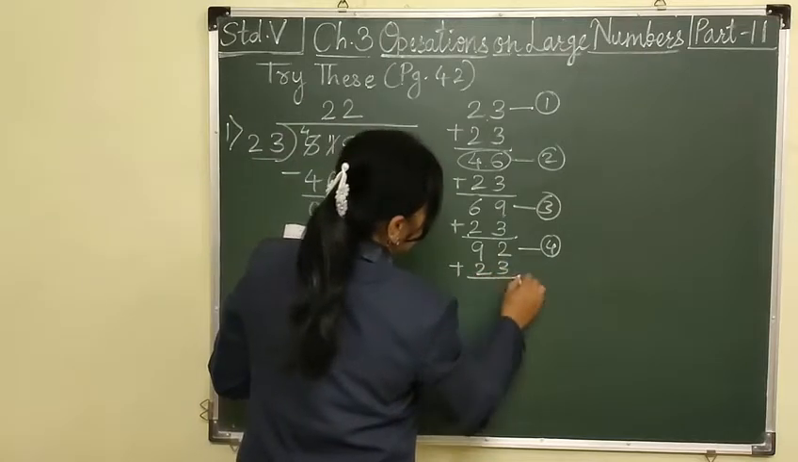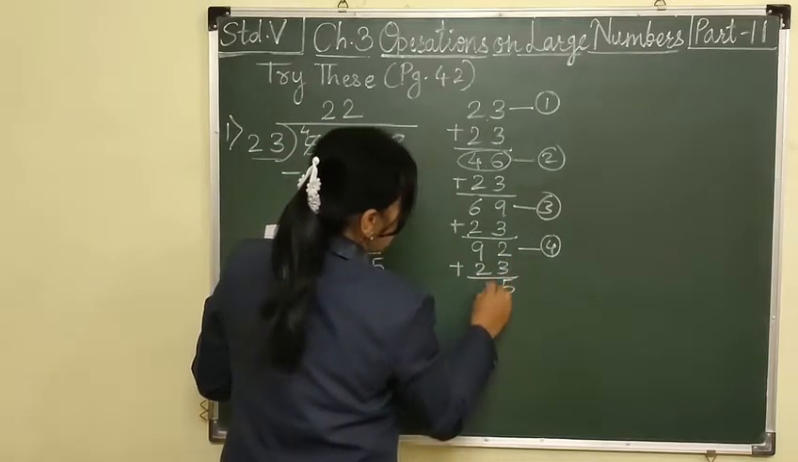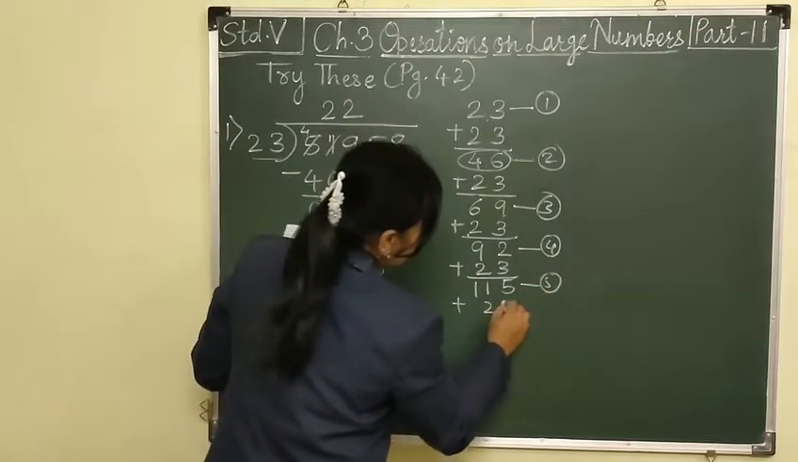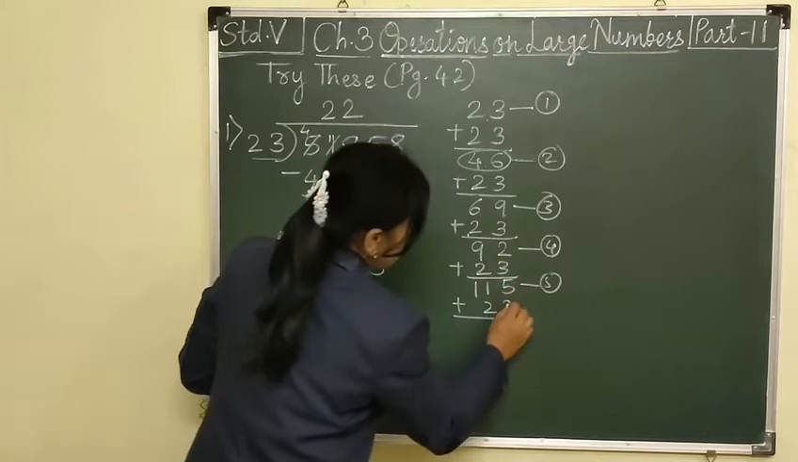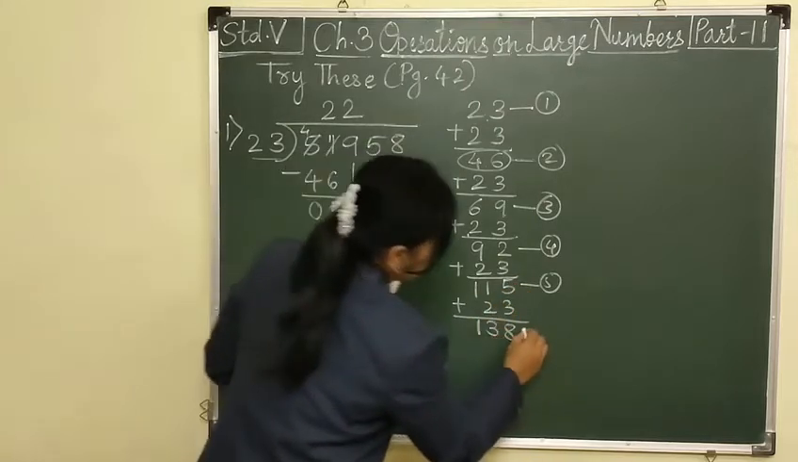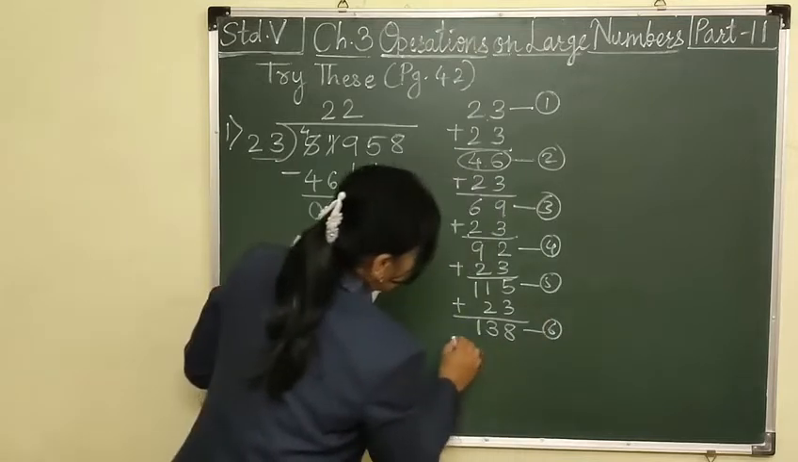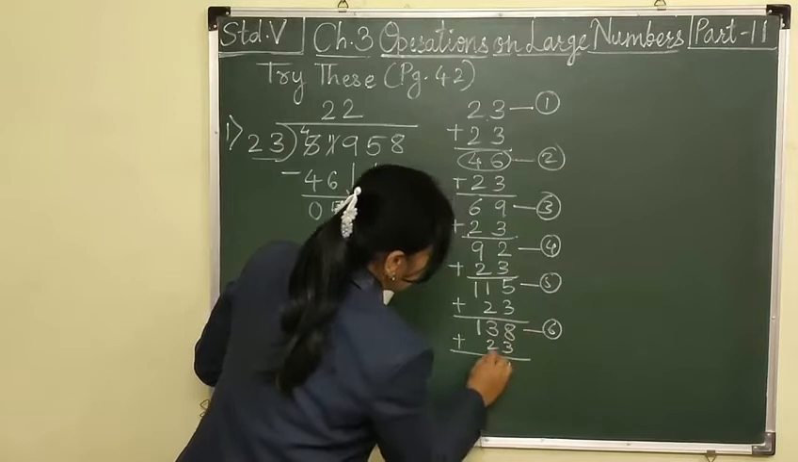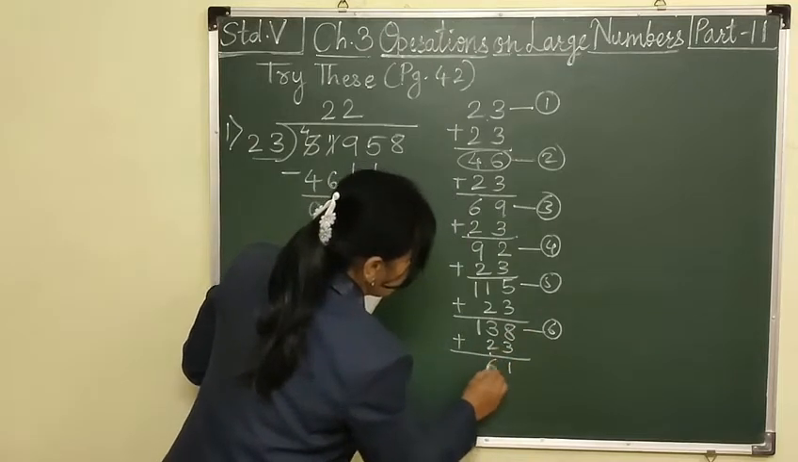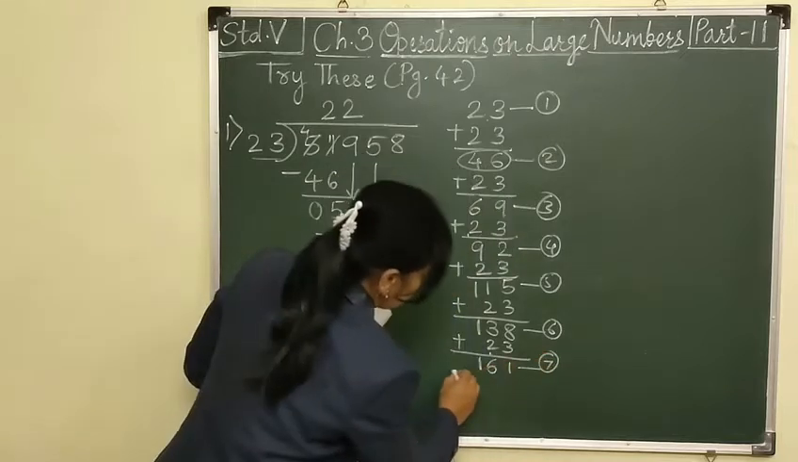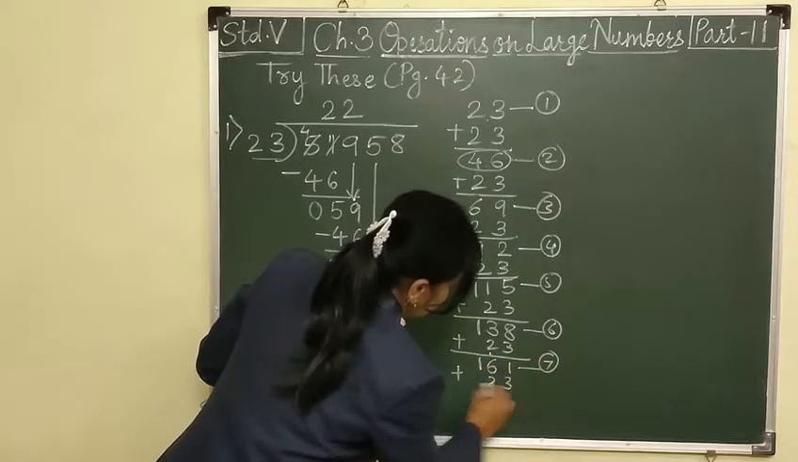Again plus 23. 2 plus 3, 5, 9 plus 2, 11. This is 5 za. Plus 23. 5 plus 3, 8, 2 plus 1, 3, 138. It is 6 za. Again you add this 23 here. 8 plus 3, 11, 1 is carried. 3 plus 3, 6 and 1 will be as it is. This is 7 za. Plus 23.